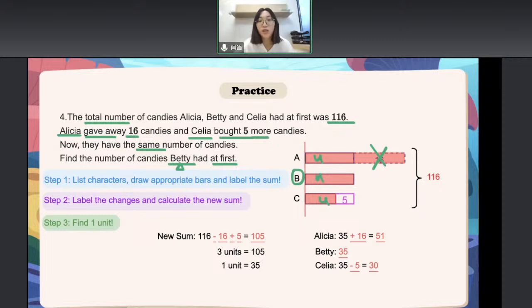Okay? So you see that for such questions, always do remember, when you double check your answer, read the question as well. Find the number of candies Betty had at first. So actually, for your final answer, you only need to write down Betty had 35.